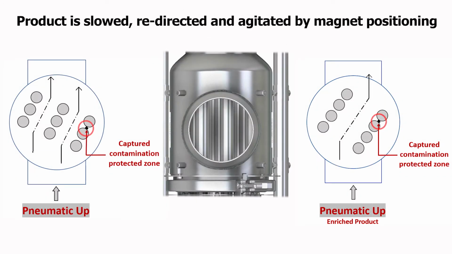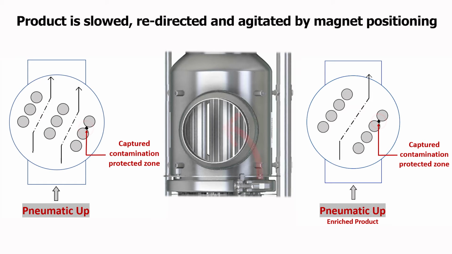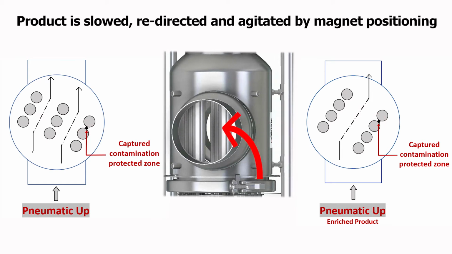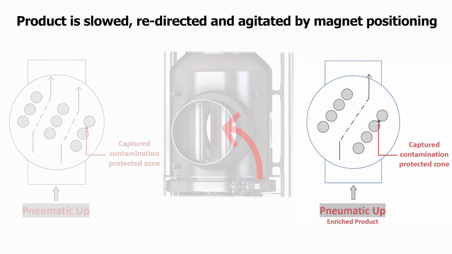Here we are showing the angled flow paths for product to flow through the pneumatic magnetic separator, plus magnet orientation for the product with or without iron enrichment. Also shown is the captured contamination areas, where captured contamination is protected from product flow.